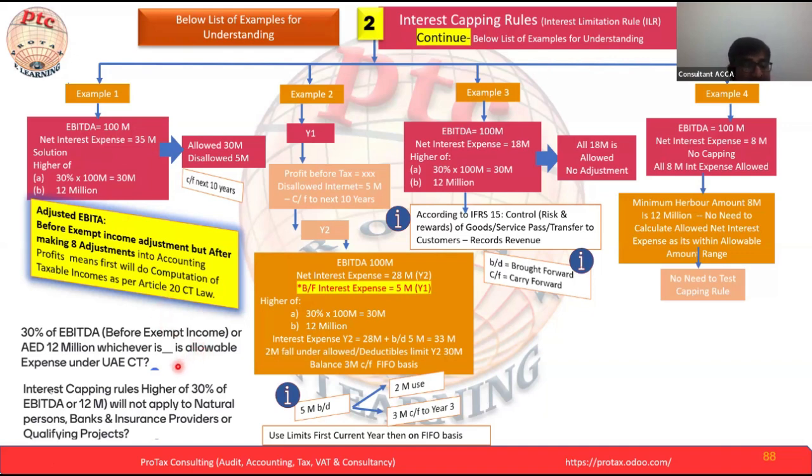I would like you guys to answer on this. This question: the 30% of the EBITDA before exempt income or 12 million, whichever is higher, is allowable expense under CT law. In dash, what will be the tax? I appreciate if you guys respond quickly.